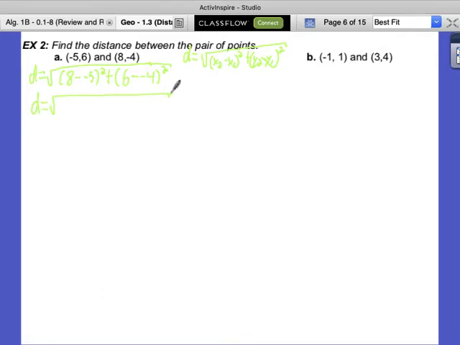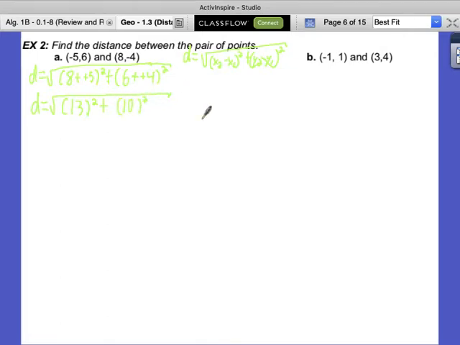Now, according to order of operations, the square root stays, but what do I do first in my math? Parentheses. So Landon, what's 8 minus -5? What happens with those 2 minuses? They turn to positive. And so what's 8 plus 5? 13. So now we have 13 being squared. Plus, in this parentheses, 6 minus -4. What happens to those 2 negatives? Keep, change. And then what's 6 plus 4? 10. So then we have 10 being squared.